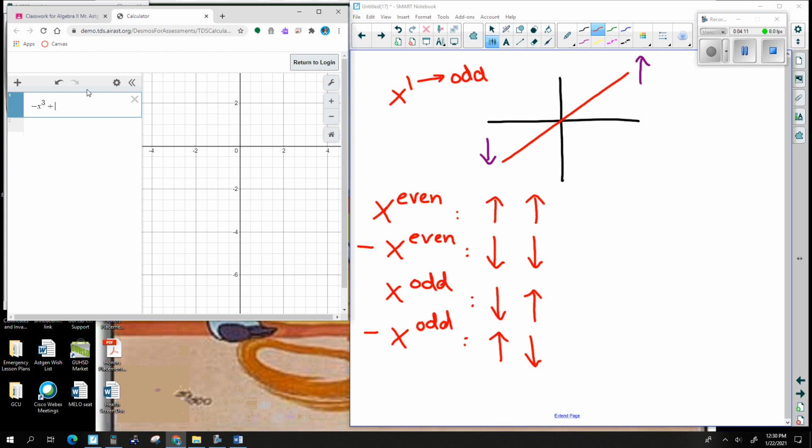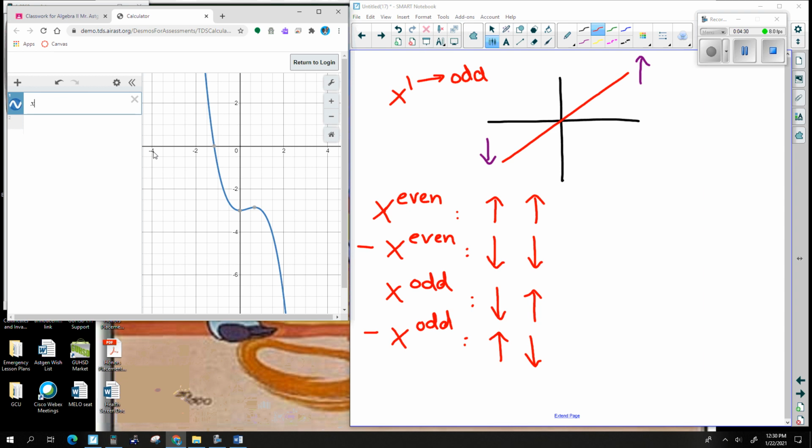Now you can add all sorts of goofy junk to this, but the biggest exponent is an x to the 3rd, and it's a negative. So this is a negative odd. Negative odd is always going to be an up, down. That's just the way it's going to be.